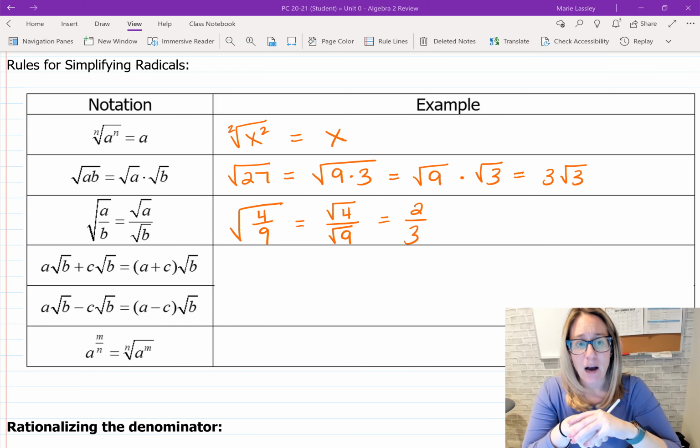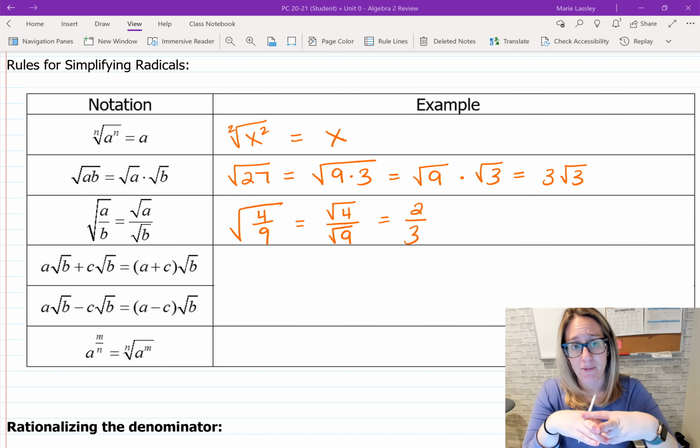Now, both the multiplication and the division property that we just looked at, those only work for division and multiplication.